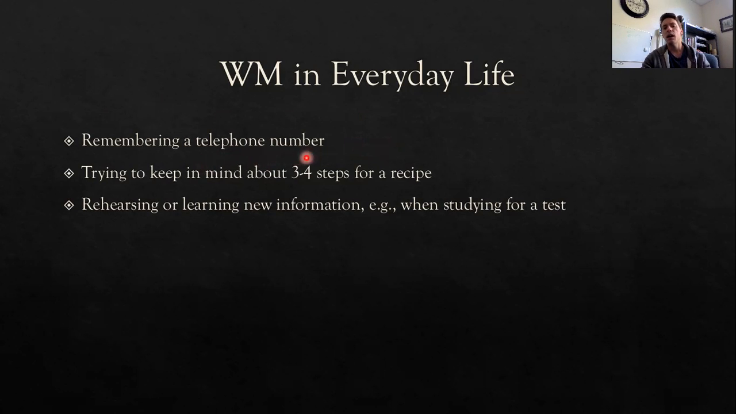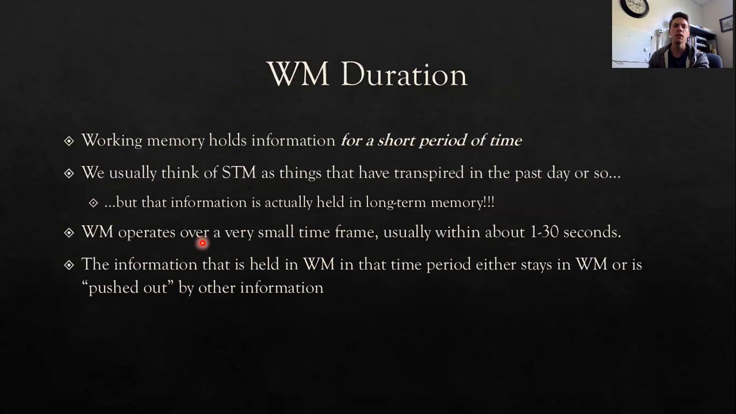Or you might be trying to keep in mind 3 to 4 steps for a recipe, for example. So instead of having to toggle back and forth, maybe the instructions are on your phone, maybe you're trying to hold 3 of them in mind at a time so you can just repeatedly go through those steps. Or you can think about when studying for a test, for example, you might need to rehearse information or learn new information. You might be trying to learn quite a bit of information at one time. So working memory is involved in everyday life in quite a lot of different situations.